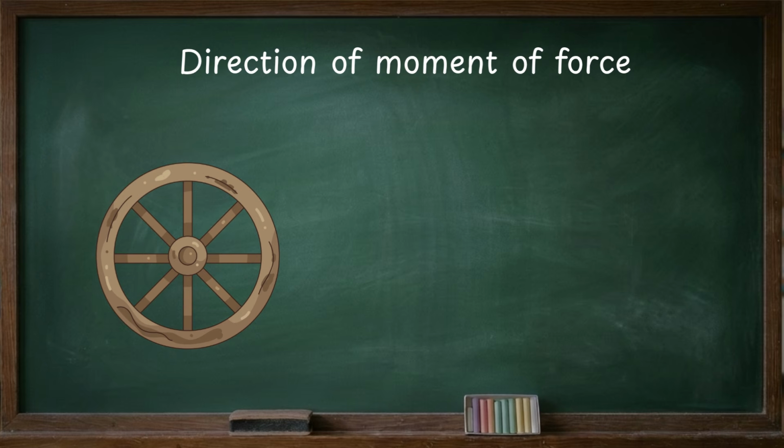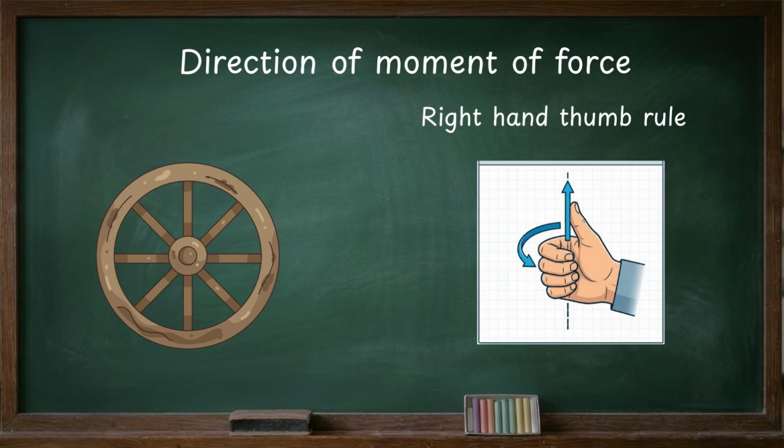To easily visualize this three-dimensional direction, we use a classic physics trick called the right-hand thumb rule. Imagine curling the fingers of your right hand in the exact direction that the object is rotating. If the body is turning anti-clockwise, curl your fingers anti-clockwise. Your thumb will naturally point straight up and out of the page, confirming that an anti-clockwise moment is directed outwards.